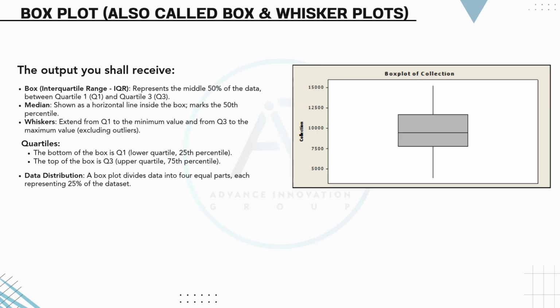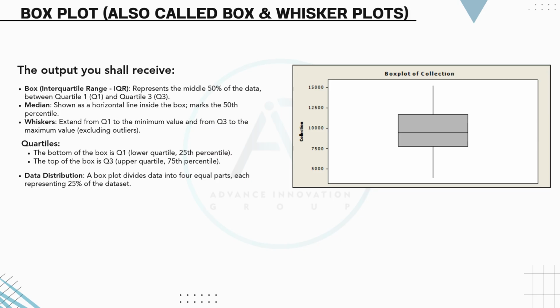Whiskers. These are the lines extending from either end of the box. The lower whisker extends from Q1 down to the minimum value, excluding outliers. The upper whisker extends from Q3 up to the maximum value, again excluding outliers. Quartiles. The bottom edge of the box marks Q1, 25th percentile. The top edge marks Q3, 75th percentile. This means that half the data lies between these two values.